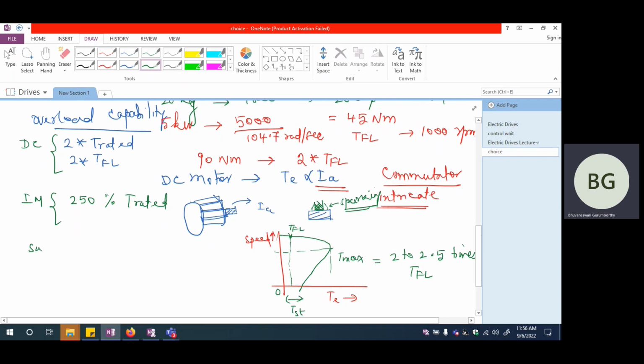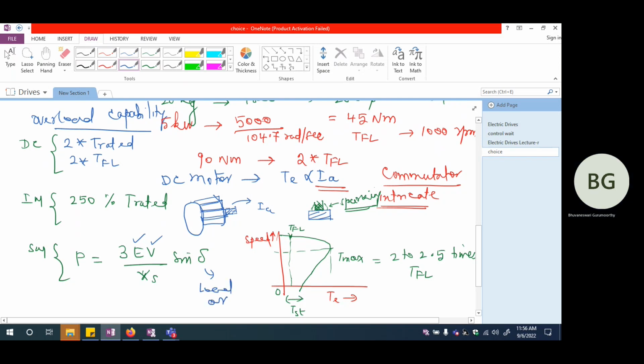And in the case of synchronous machine, the equation that corresponds to the synchronous machine's power is 3 EV divided by XS sine delta, where delta is the load angle, which is the angle between excitation voltage and the applied voltage. And we are going to have XS as the synchronous reactance of the machine. And we are going to have delta normally around 20-25 degrees, nothing more than that.